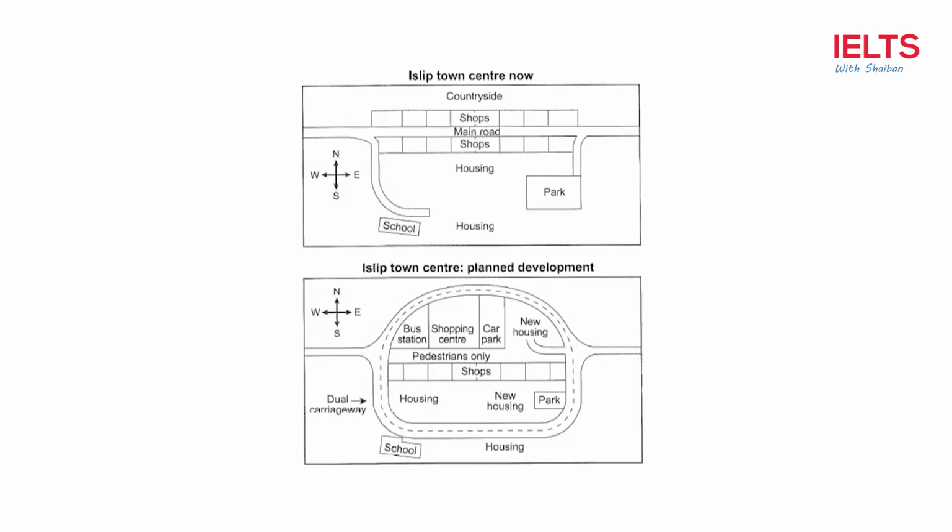Now let's move to another type of multigraph, and this time we are dealing with maps. Maps are one of the issues considered for task 1, and here we can have maps, as you can see, of a town at the present time, and the same town and the development that will happen to it in the future. I just want to draw your attention to a few things. Again, as a task 1, you have to rephrase the question and you have to give the general overview.